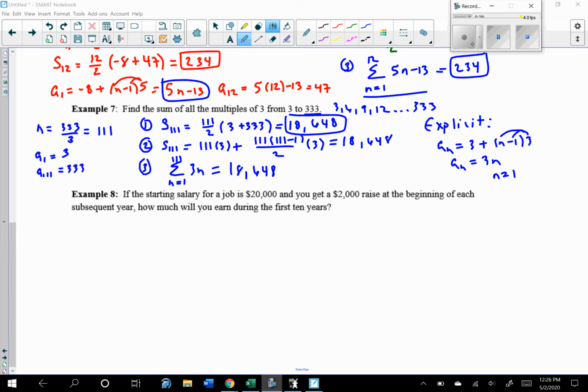And for this last example 8, if the starting salary for a job is $20,000 and you get a $2,000 raise at the beginning of each year, how much will you earn during the first 10 years? So you want the total amount that you're earning all together. So keep that in mind. You're not just looking for what is the year 10, how much are you making? You're looking for how much have you earned total.